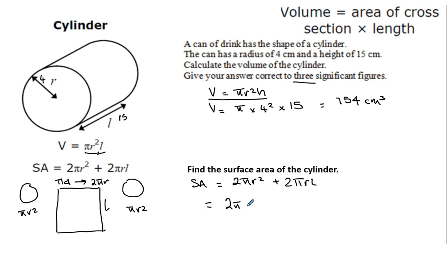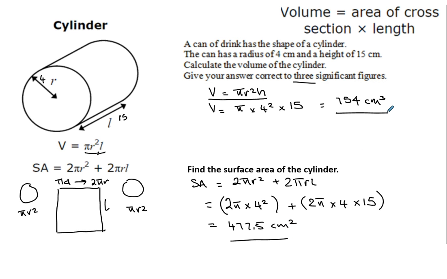So it's 2 pi times radius, which is 4 squared, plus 2 pi times 4 times 15. And on your calculator you'll get 477.5 centimeters squared. Easy as that. Good.